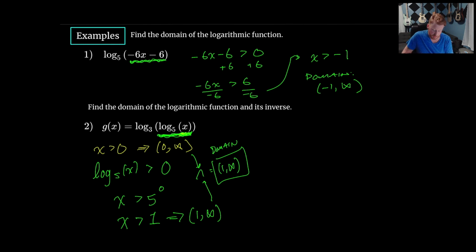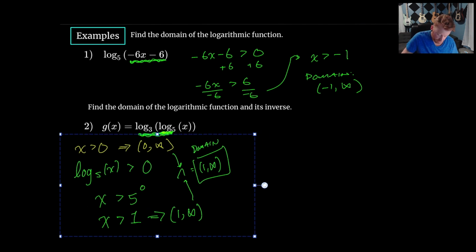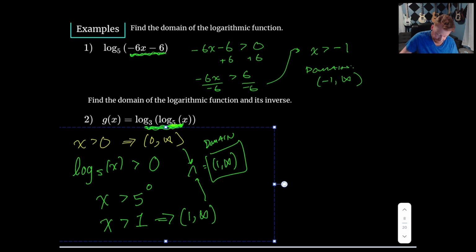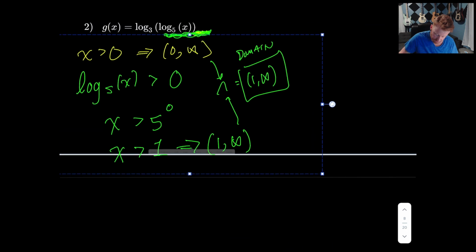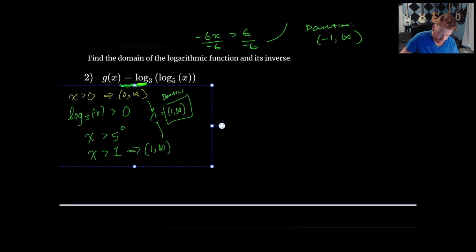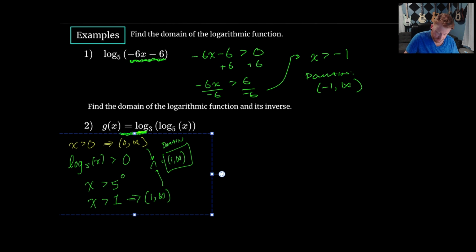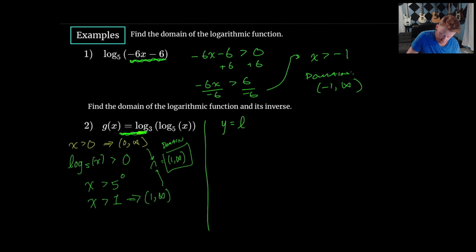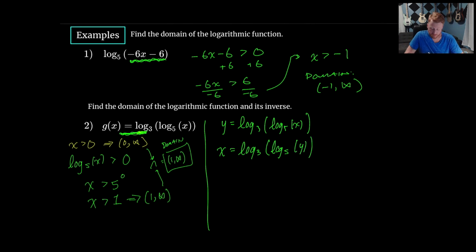Now we're being asked to find its inverse. So maybe let me make a little bit of space here. I have a feeling that I might want it. All right, so we're going to find its inverse the same way that we always find inverses. And that's first by writing y equals log base 3 of log base 5 of x. And then we're going to switch the variables. So we're going to write x equals log base 3 of log base 5 of y. And now we're going to solve for y.